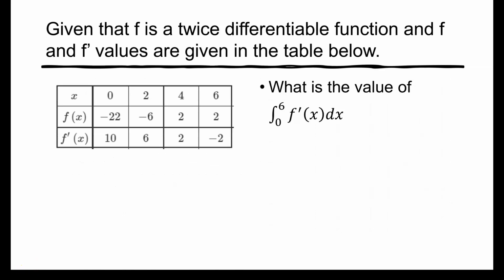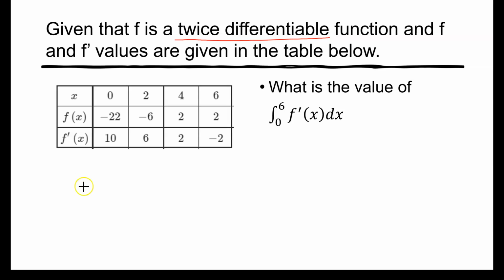All right, so here's a calculus-based question on the same concept, but set up with a table instead of a graph. So it says, what is the value from 0 to 6 of f prime of x dx? So we're given that this is a twice differentiable function. So twice differentiable tells me that it's continuous. Continuous tells me that I can find the antiderivative.